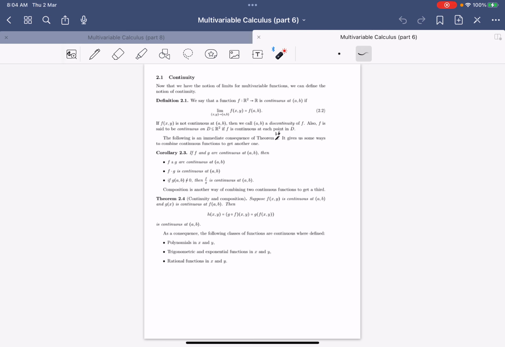So now that you have the notion of limits for multivariable, you can see that you just need to change a bit from the single variable case, and now you can extend it onto higher dimensions. And with that, I've come to the end of this video.